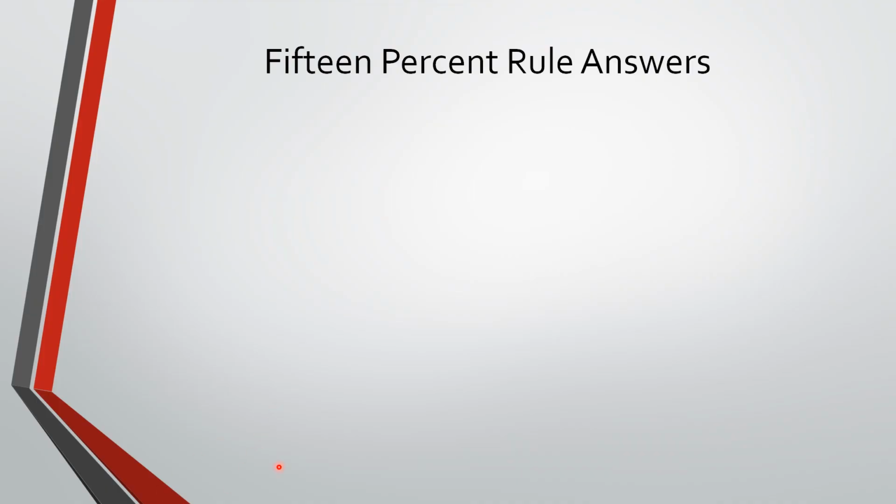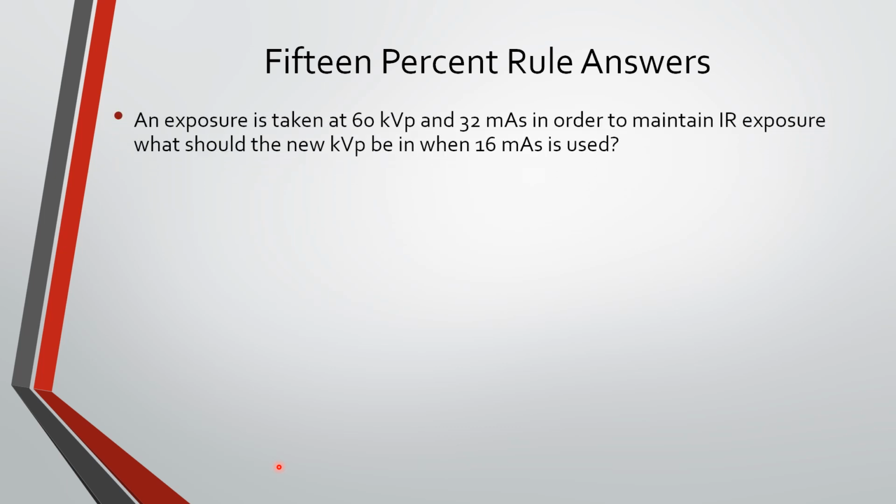The 15% rule answers. So let's go through the answers. An exposure is taken at 60 kVp and 32 mAs. In order to maintain IR exposure, what should the new kVp be when 16 mAs is used?